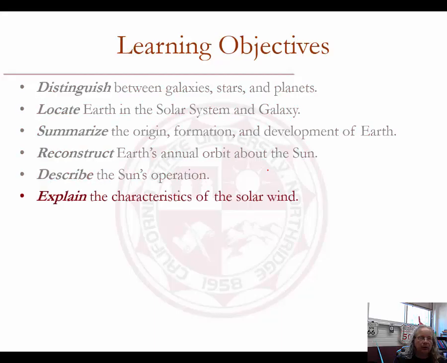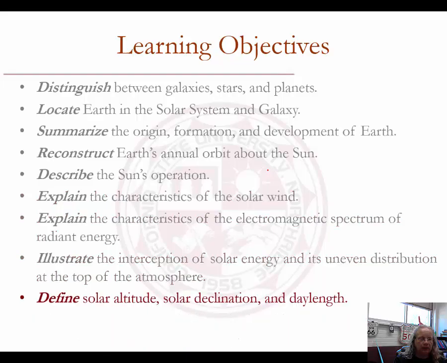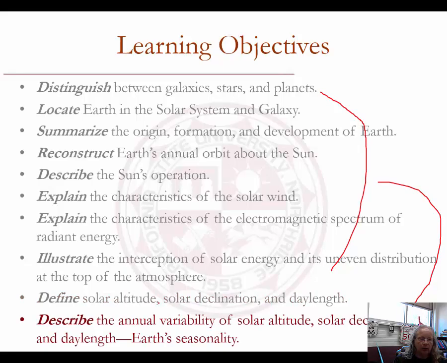And I'll let you look at these quickly on your own, but I do want to suggest to you that the first group of these really are necessary for you to understand the ones down here: solar altitude, declination, day length, and really this is our point. Why are there seasons on Earth?